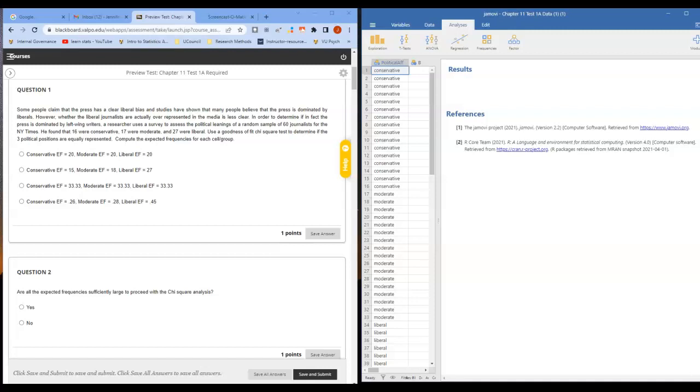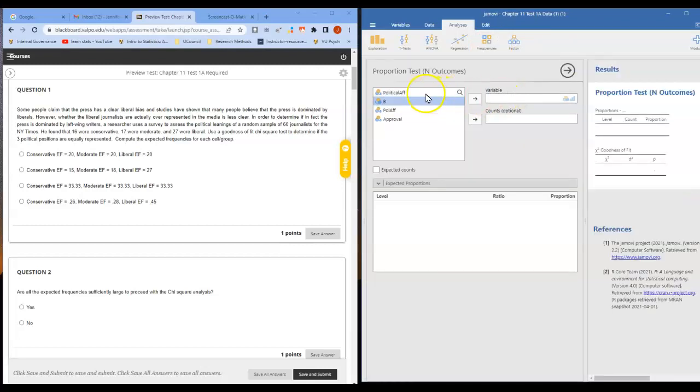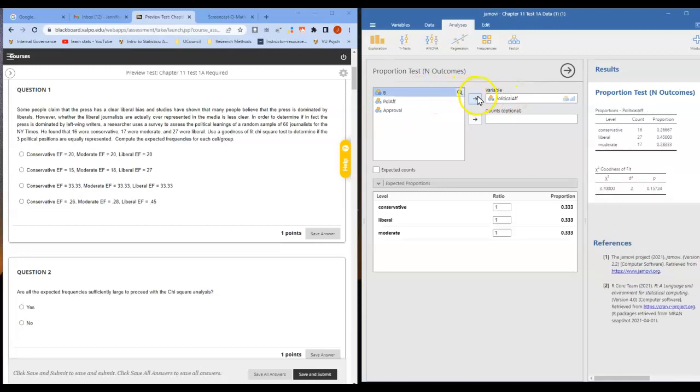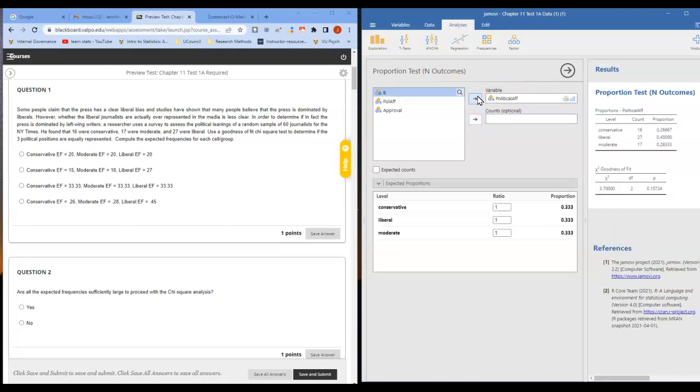We're going to start by computing the expected frequencies for each political group. So I already have the data pulled into Jamovi here. To run the chi-square, I'm clicking on the Frequencies menu and then selecting chi-square goodness of fit. And then I'm moving this political affiliation variable over into the variables box. Okay, and you can see there that we have 16 conservative, 17 moderate, and 27 liberal. They're actually in alphabetical order right there.